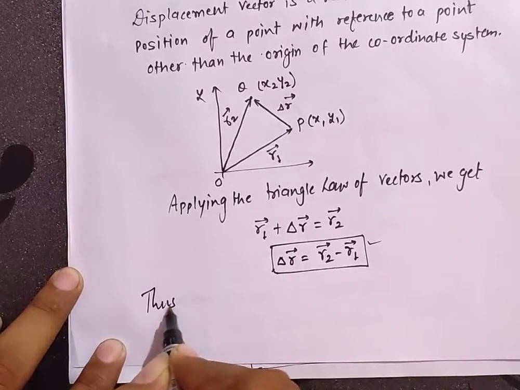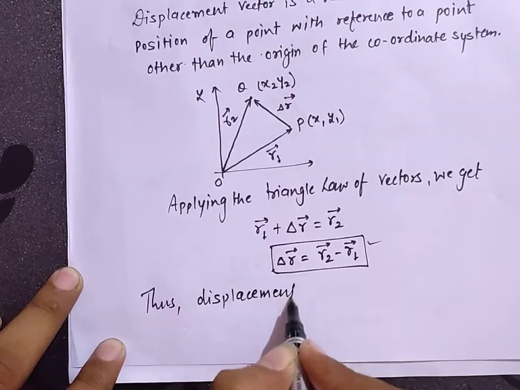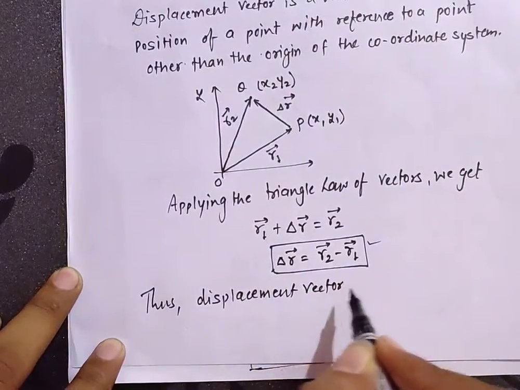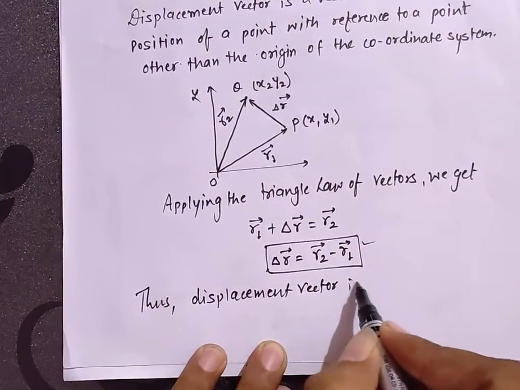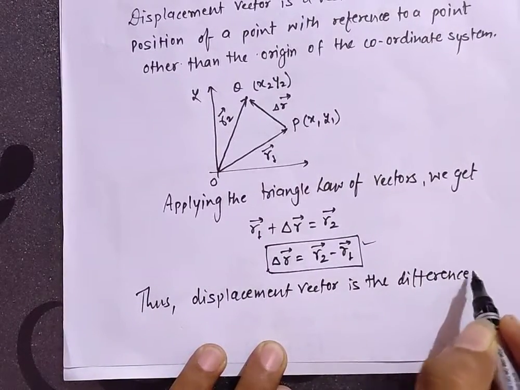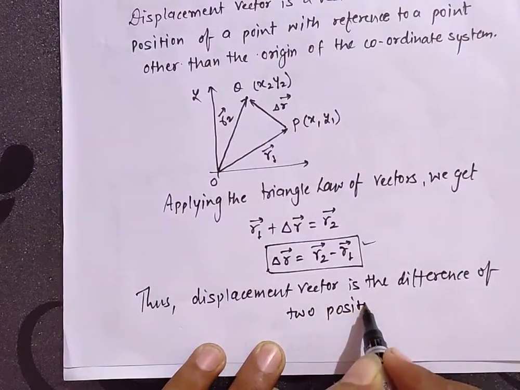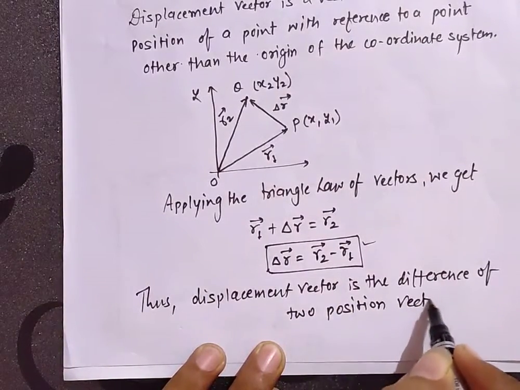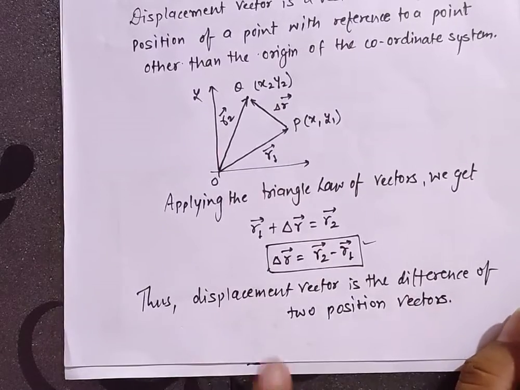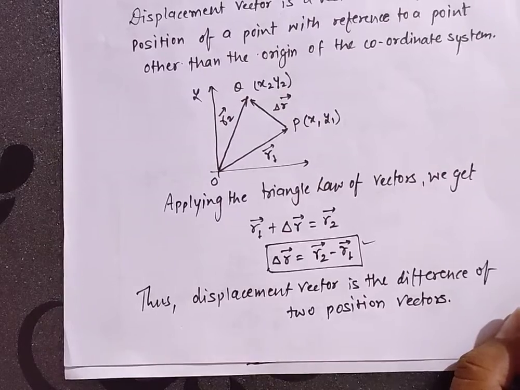Thus displacement vector is the difference of two position vectors.